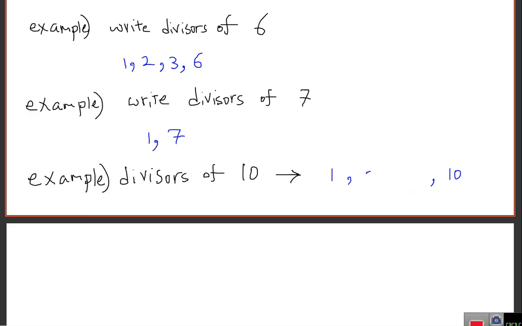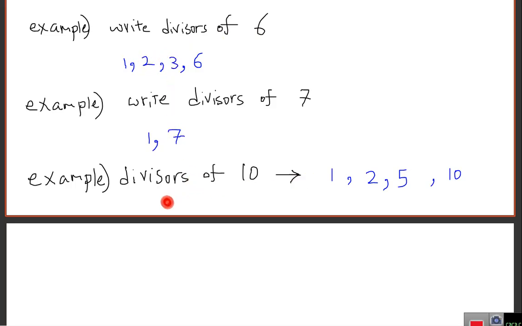2. 2 and 5 come together. 1 and 10 come together. As it is the case here, 1 and 6 come together. 2 and 3 come together, because when 6 is divisible by 2, 6 is divisible by 3 also. And then these two come together.